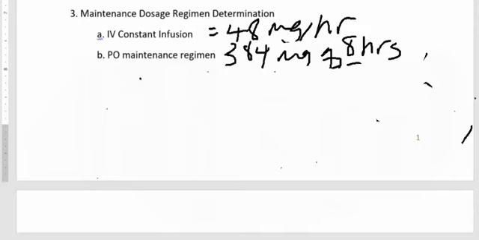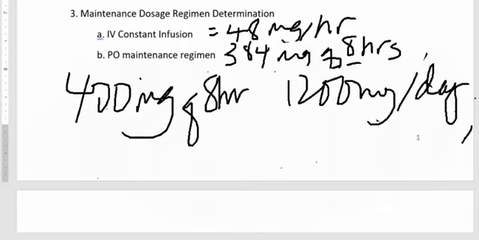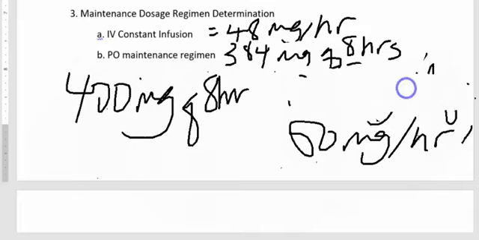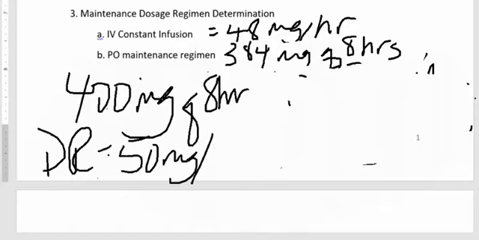If we give 400 milligrams every 8 hours of the theophylline, we're giving 400 times 3. Well, let's do it by hour. So we're giving 1,200 milligrams per day, or we're giving 50 milligrams per hour. So our dose rate is 50 milligrams per hour.